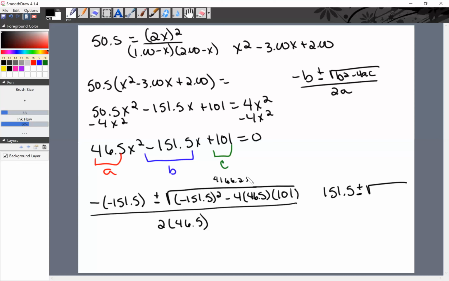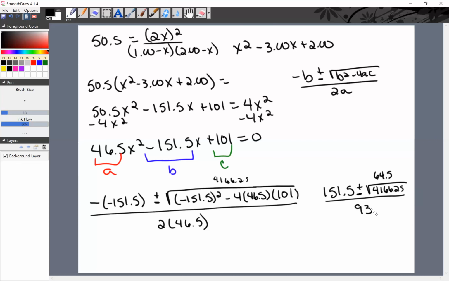151.5, 46.5. All right, so 4166.25. Now, that is not correct sig figs, but I'm going to take the square root of that, and that roughly is 64.5, all over 46.5 times 2, which is 93.